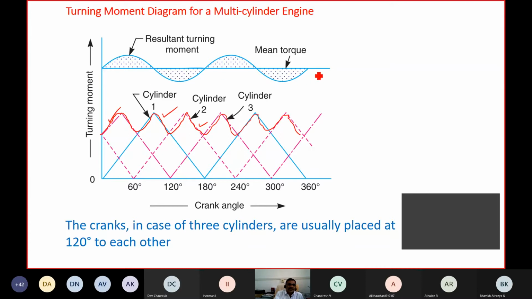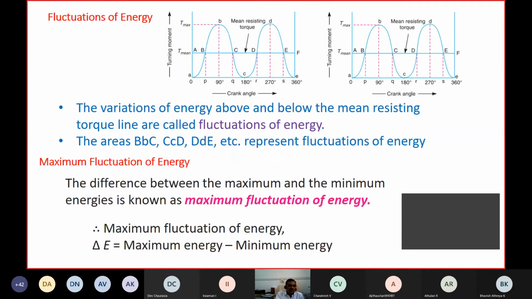So you can draw a graph like this. In the case of a multi-cylinder engine, this is 0, and it is not at all coming to 0. So fluctuation is less. We will not feel discomfort. The size of the flywheel required is also less. Now we are interested in calculating the excess energy, because we are interested in designing a flywheel.